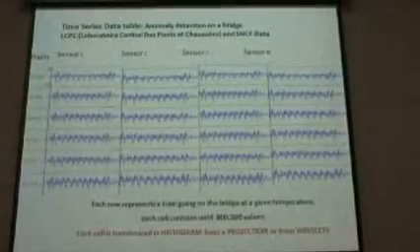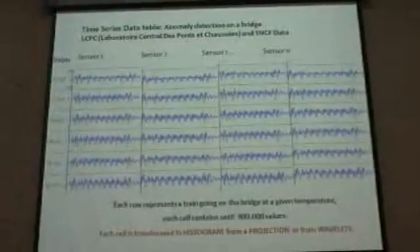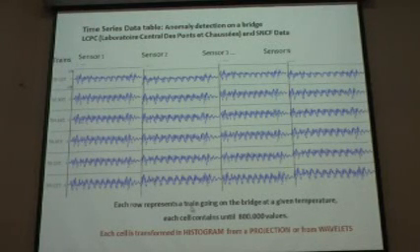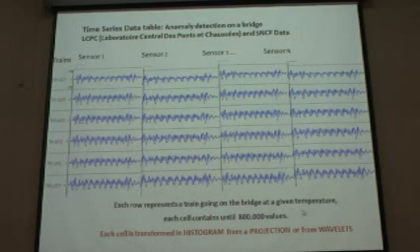SNCF is a railroad company in France. Each row represents a train going over the bridge at a given temperature, and each cell contains up to 800,000 values. This is the signal of sensor 1, sensor 2, sensor 3, placed at different places on the bridge. The question was to know when the bridge had a problem, they repaired it, and they want to see if the signal is good afterwards. It is a way to verify whether what they have done is good or not.